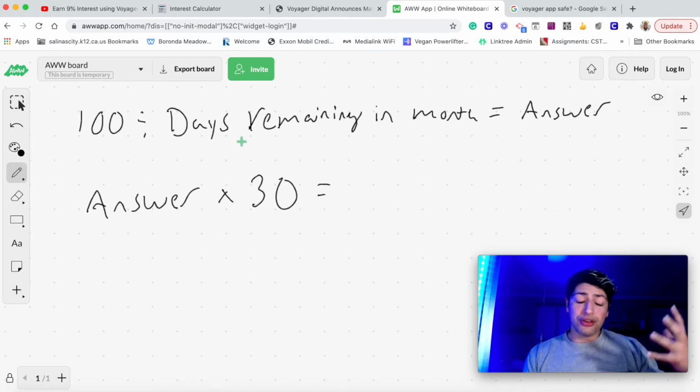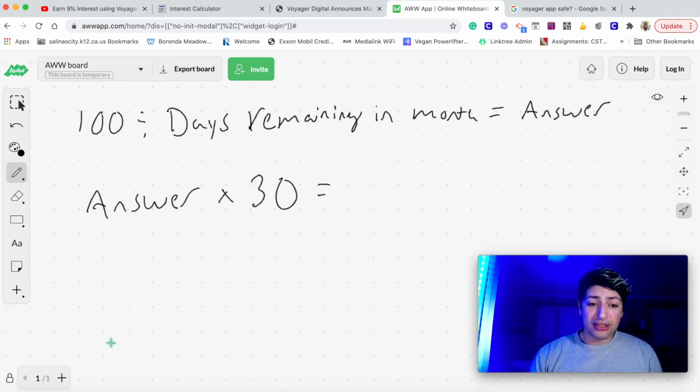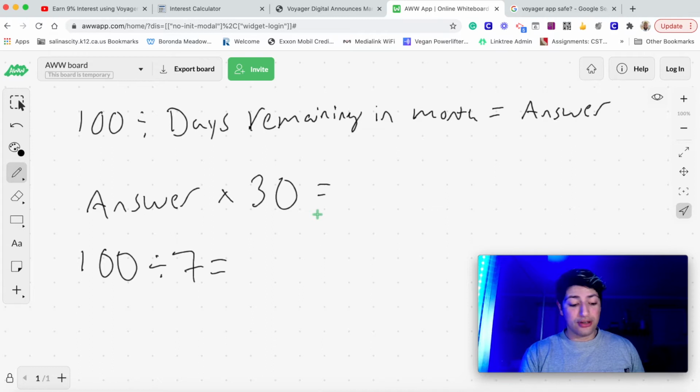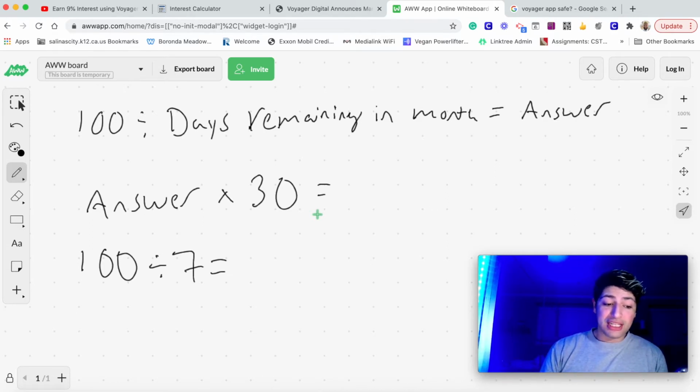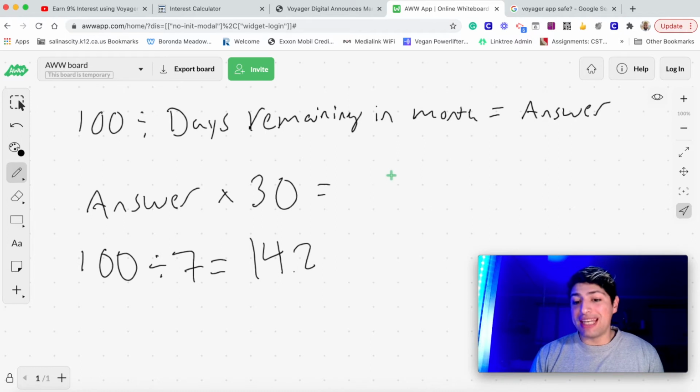Today is the 23rd, so we have 7 days remaining. So we would go 100 divided by 7, and we're going to get our answer. Let me use the calculator on my phone. It's 14.28. I'm just going to round down to 14.2 to be sure. So we're going to go 14.2 times 30. That's how much money we need to have if there are 7 days left in the month.